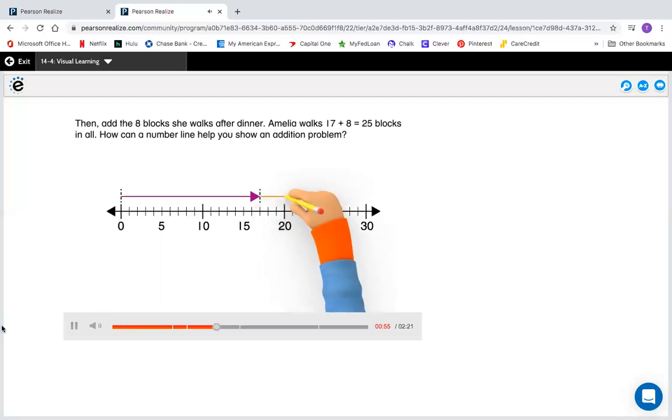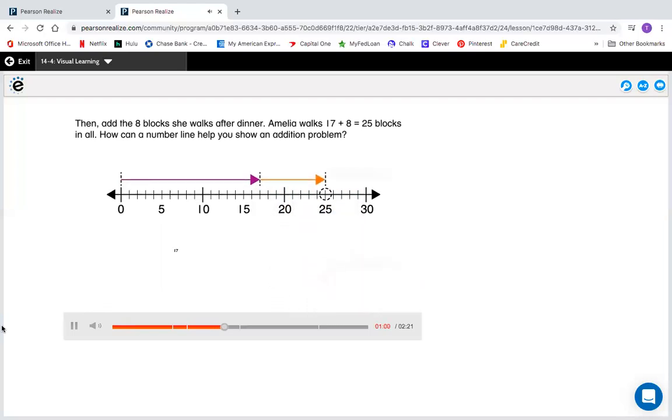Then add the 8 blocks she walks after dinner. Amelia walks 17 plus 8 equals 25 blocks in all. How can a number line help you show an addition problem?